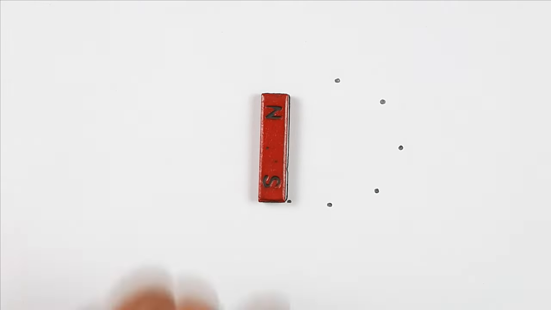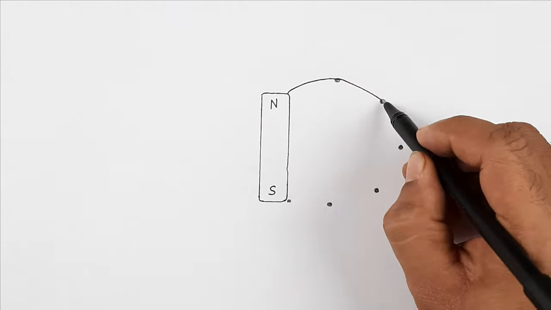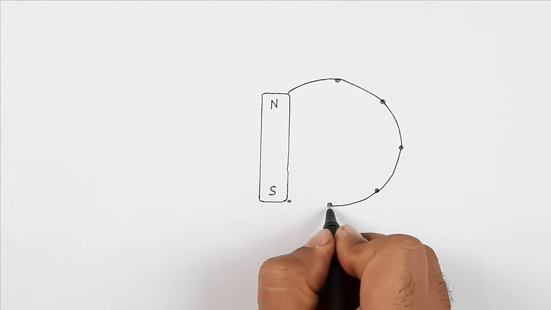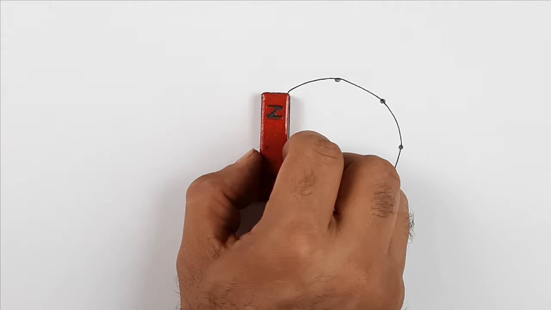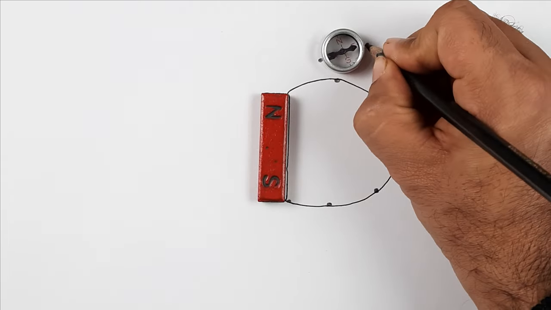Join the points marked on the paper with a curve. This curve represents a field line. Repeat above procedure and draw a few more magnetic field lines.